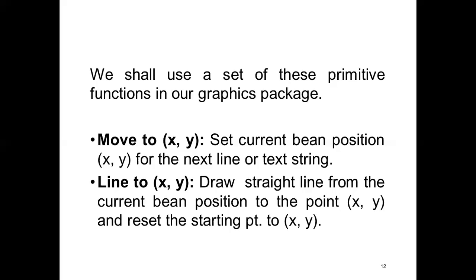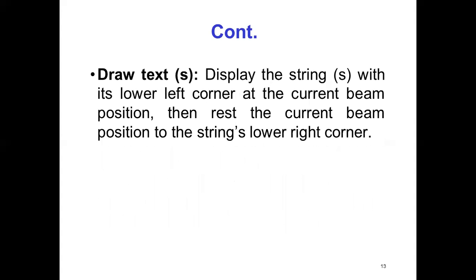Here we can reset the starting point to x comma y, and then we can draw text. This is another graphics command, which displays the string with its lower left corner. So we will start to type the text from the lower left, on the display unit, from the lower side and the left corner, and it will go to the lower right corner. So this is the computer graphics command draw text.